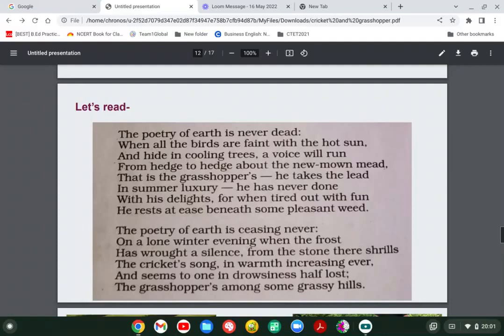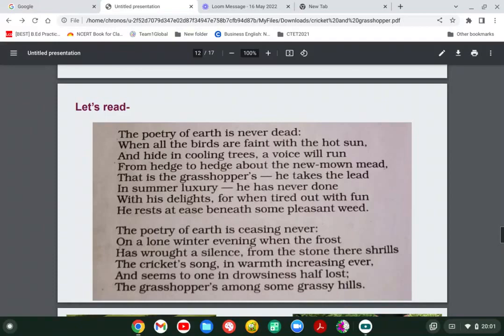So you can sing: the poetry of earth is never dead. When all the birds are faint with the hot sun and hide in the cooling trees, a voice will run from hedge to hedge about a new mown mead. So use some rhythm in it while reciting it. Very good. So what are the new words that you have explored from the stanza?